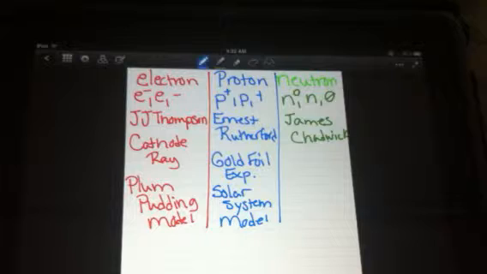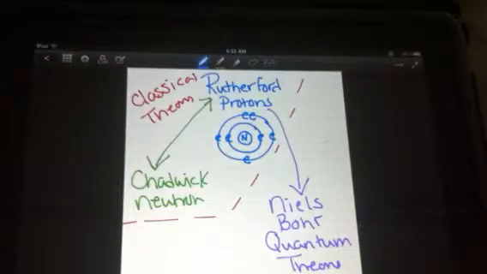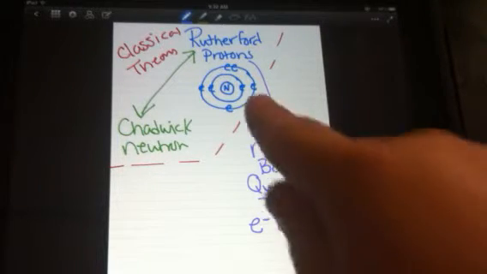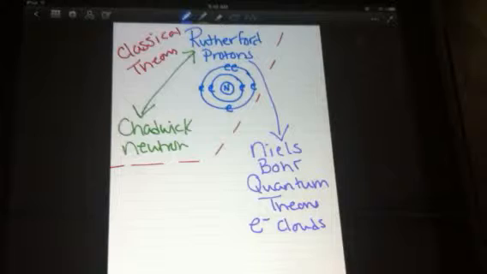James Chadwick in 1932 gave us the neutron. It was harder to find because it was neutrally charged. Alright, to summarize all of this and make it a little bit easier, we focused on the red area, the classical theory. Rutherford found the protons with the gold foil experiment. He gave us a planetary model. Chadwick and he worked together, and Chadwick came up with the idea of a neutron.